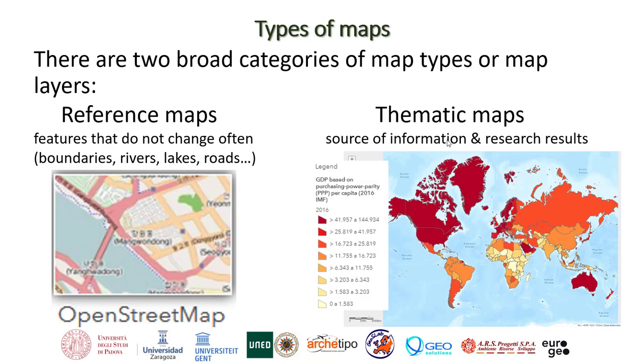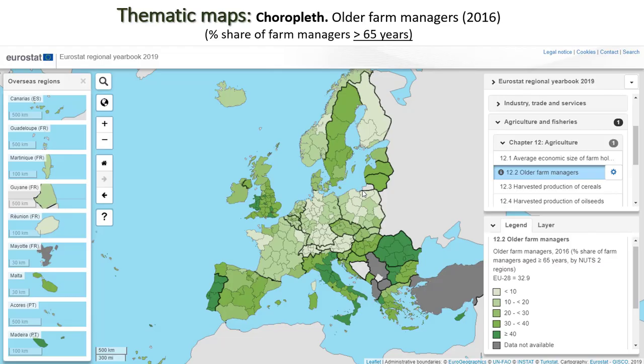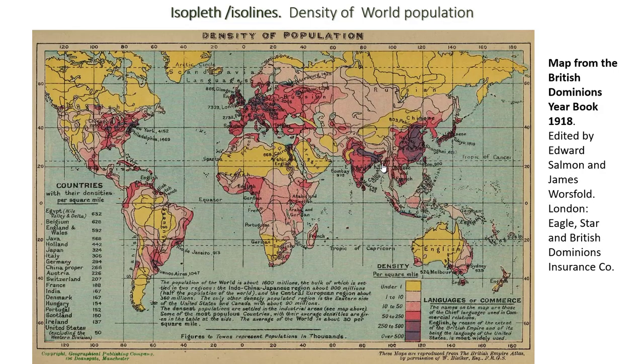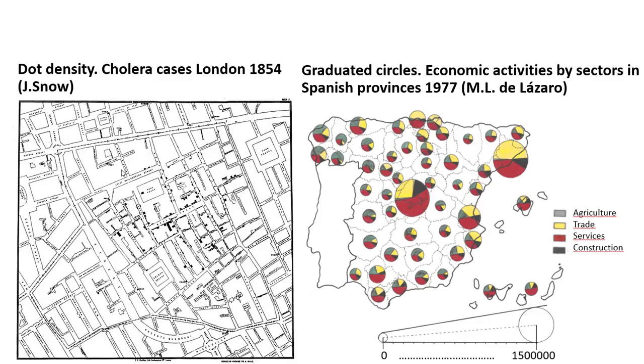And thematic maps, useful as a source of information and visualization of research results. Types of thematic maps include choropleth maps and boundary-based maps, isopleth or isoline maps, dot density maps, such as Snow's famous map showing cholera cases in London, and graduated circles.